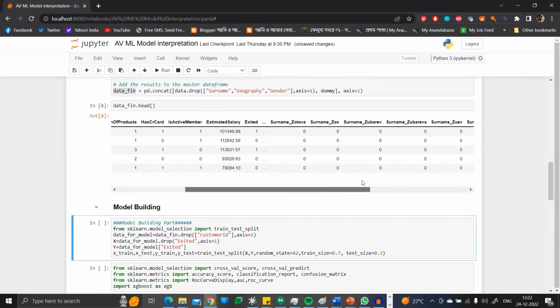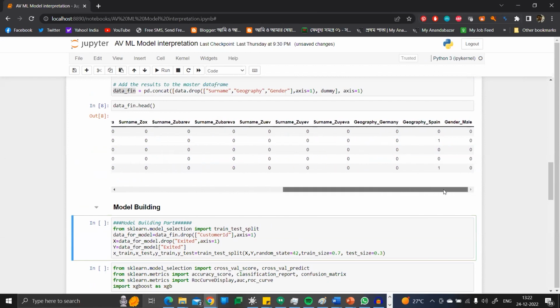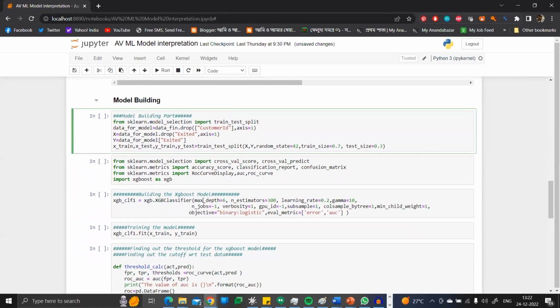Here we have created all these one hot encoding variables, which is just like creating dummies on the categorical variables. Now I will create the model. Before creating the model, I'm splitting the data into training and testing. So 70% train, 30% test. That is a thumb rule kind of thing that I'm using. You can do an 80-20 split as well.